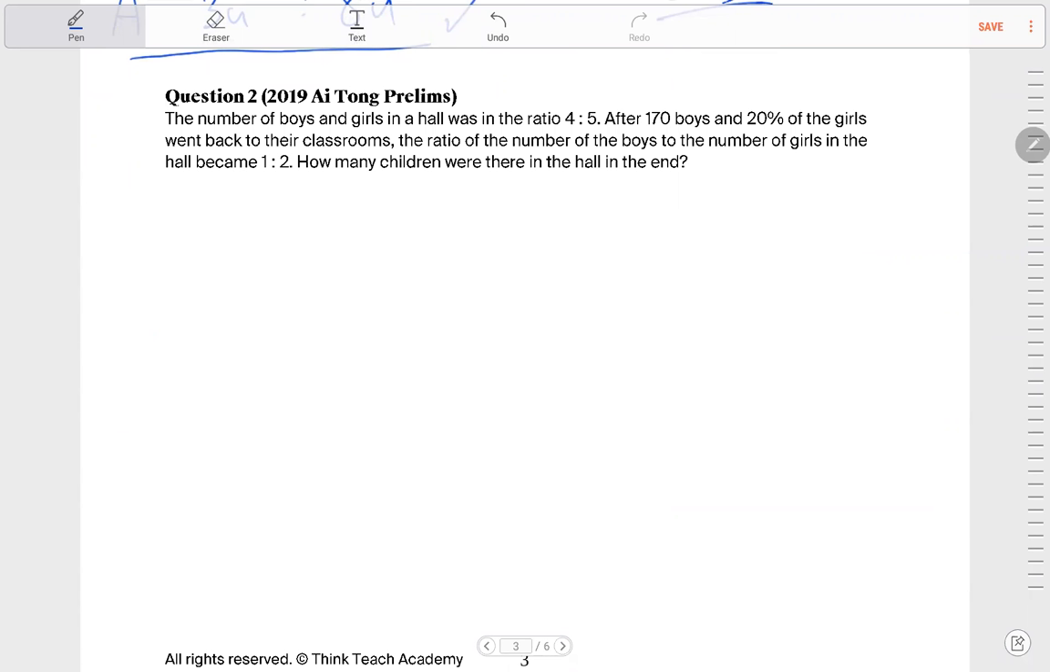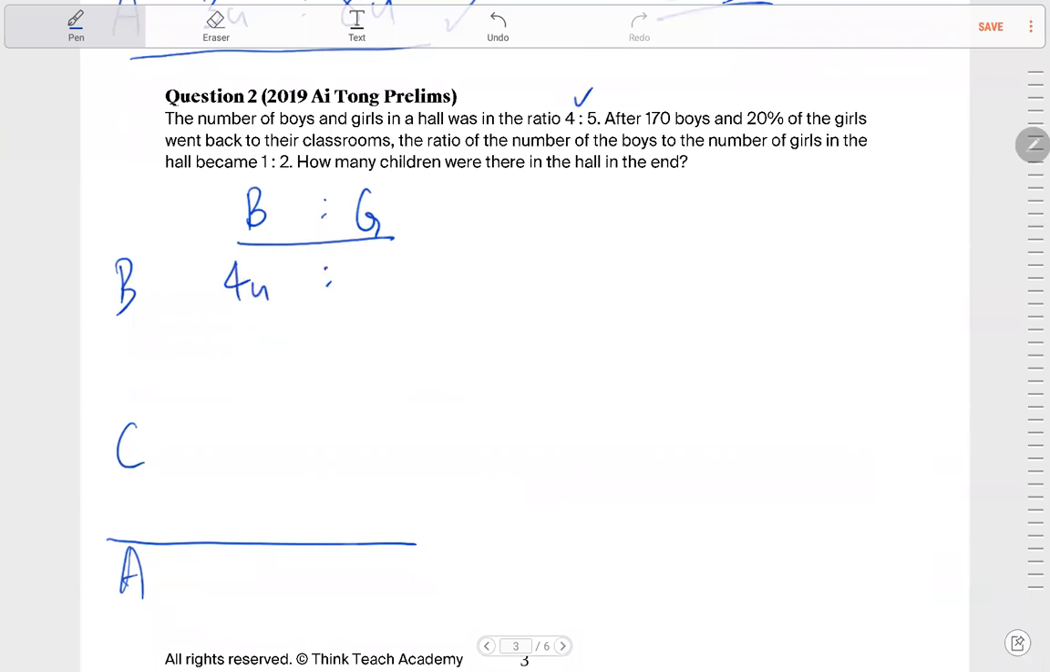This is an actual 2019 ITOM prelims. So again, I'm going to just present the data here in the BCA table. Okay, who are the subjects here? Boys and girls. Again, I will have my B, C, A. Now let's see. Ratio 4:5. Okay, so I'm going to put 4U as a 5U. After 170 boys left, okay, -170. And 20% of the girls went back.